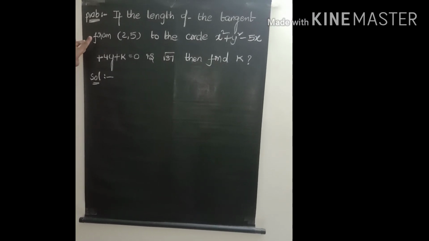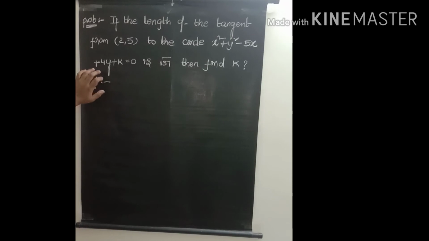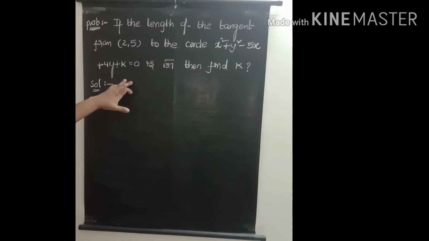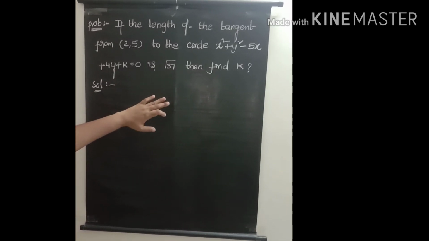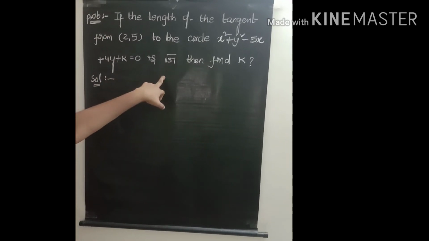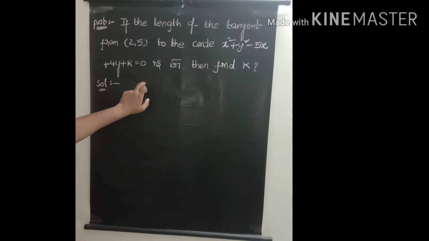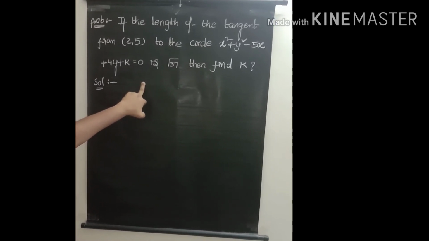If the length of the tangent from (2, 5) to the circle x square plus y square minus 5x plus 4y plus k equals 0 is root 37, then find k. Given that the length of the tangent is equal to root 37, we have to find the value of k. Length of the tangent formula is root S11.